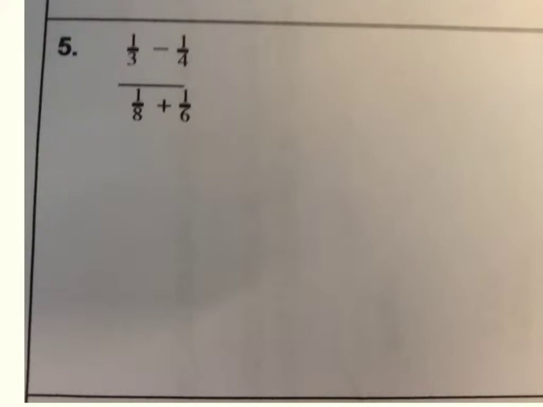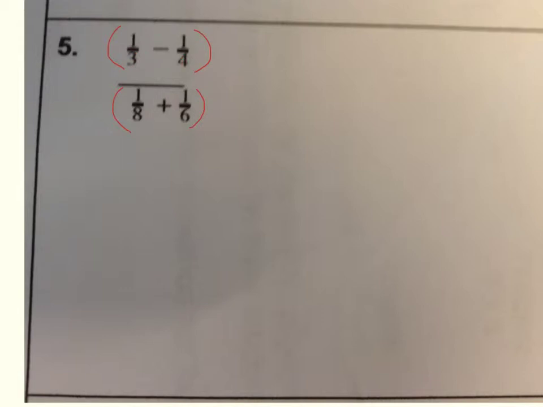So I see that I have 1/3 minus 1/4 on the numerator and then 1/8 plus 1/6 in the denominator. I remember that this fraction bar here is a grouping symbol, which lets me know that I must first find what my numerator is and then my denominator before I divide. So if I do this, I want to first simplify 1/3 minus 1/4.